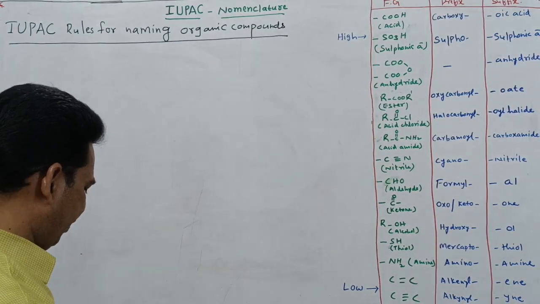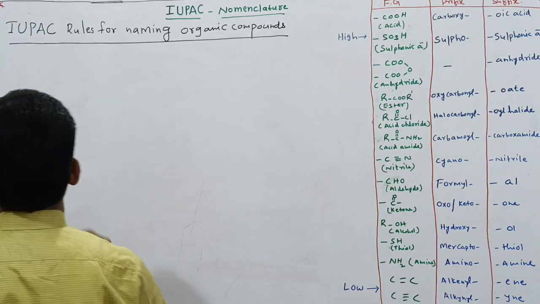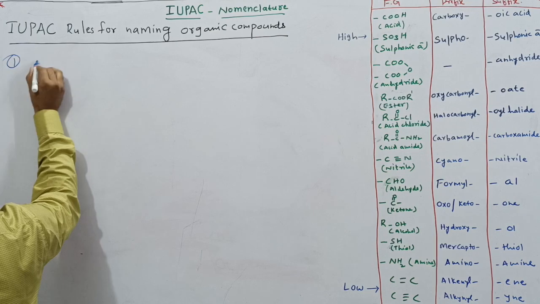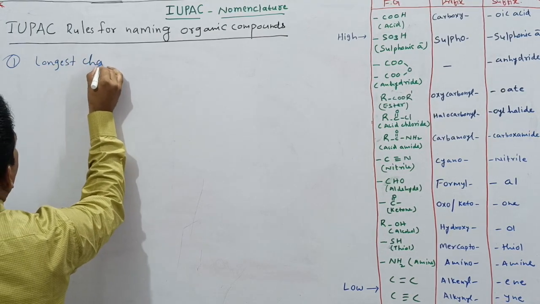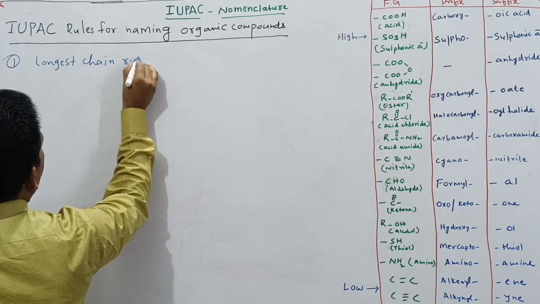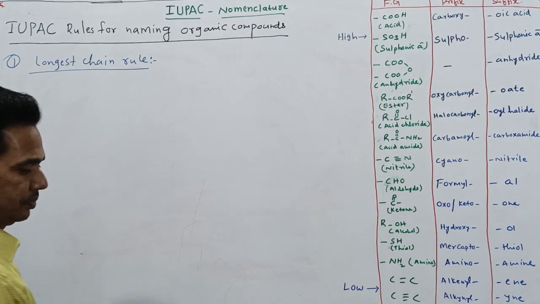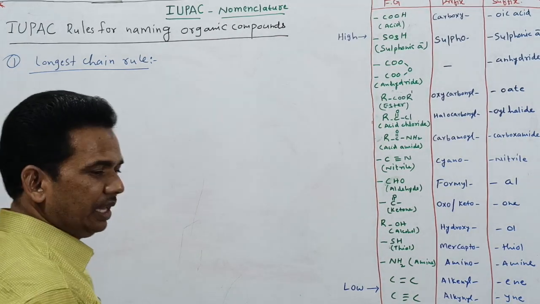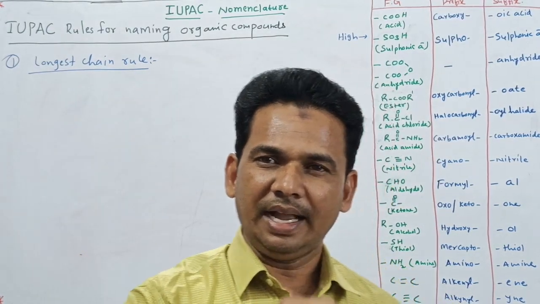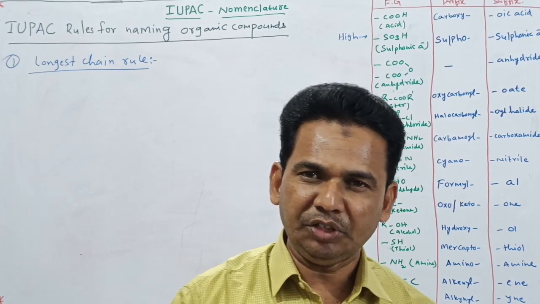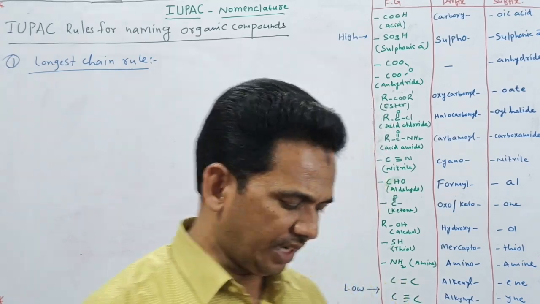Here we will go one by one. The first rule is the longest chain rule. In the case of the longest chain rule, we select the longest chain irrespective of the straight carbon atoms.